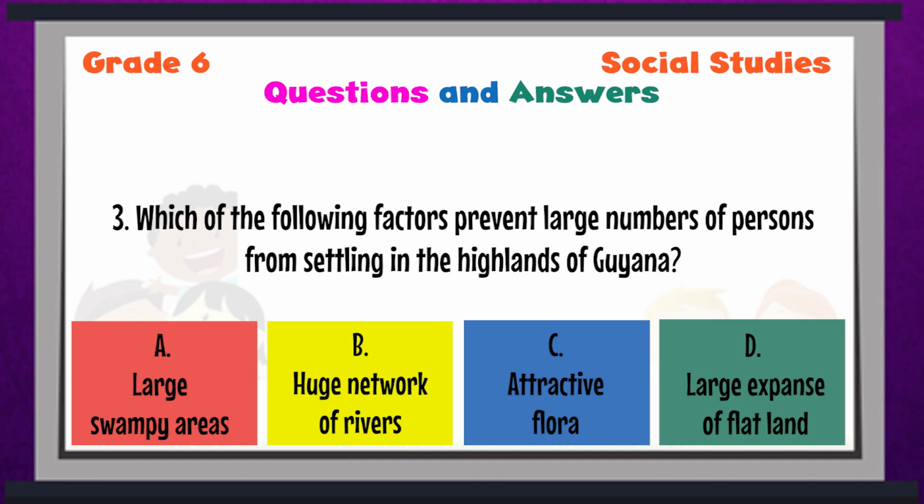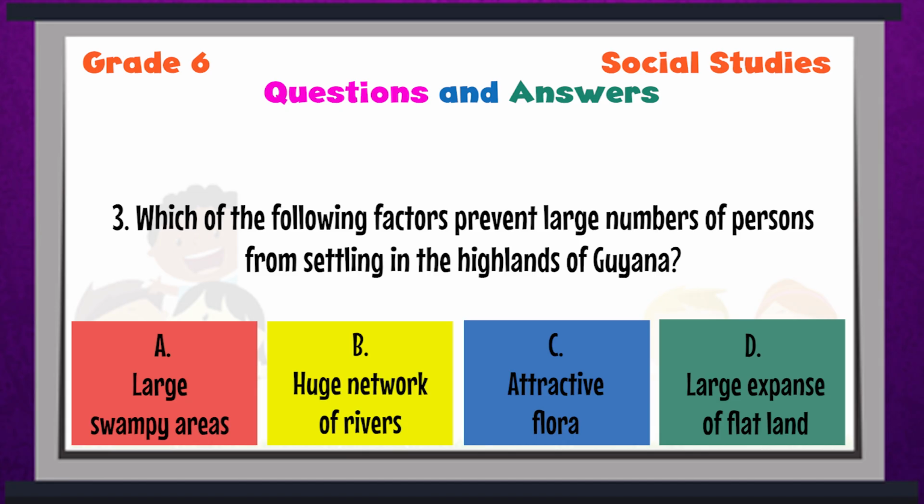Question 3. Which of the following factors prevent large numbers of persons from settling in the highlands of Guyana? A, B, C, or D?